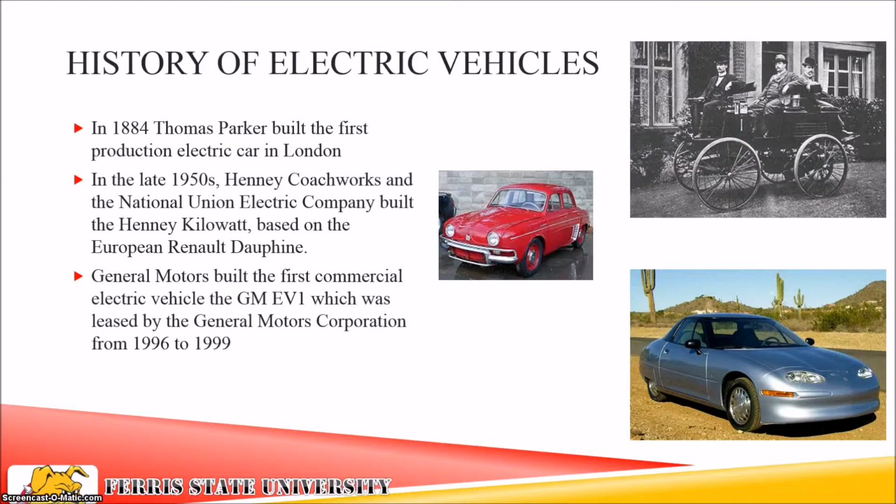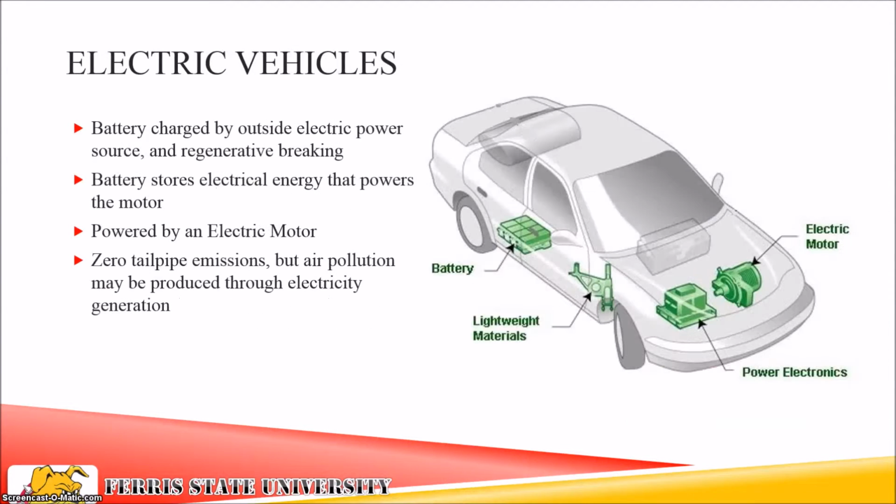About 60 years later, in the late 1950s, Henney Coachworks and the National Union Electric Company built the Henney Kilowatt based on the European Renault Dauphine. General Motors, after that, built the General Motors EV1, which was the first car to be branded under the General Motors name. It was leased by General Motors Corporation from 1996 to 1999. In electric vehicles, the batteries are charged by an outside power source and regenerative braking.